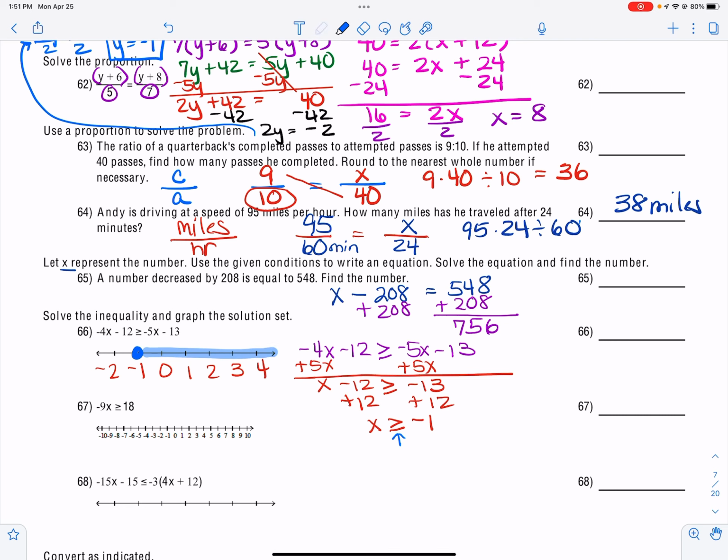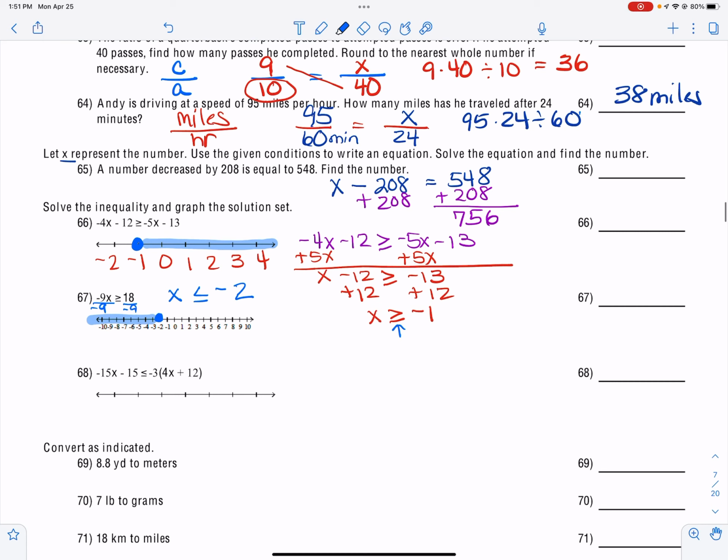Now, one of the things you have to remember is that when you divide by a negative number, you have to flip the sign. So this becomes x is less than or equal to negative 2. So less than or equal to is a closed circle. And then we are now pointing to the left, so we will shade to the left.